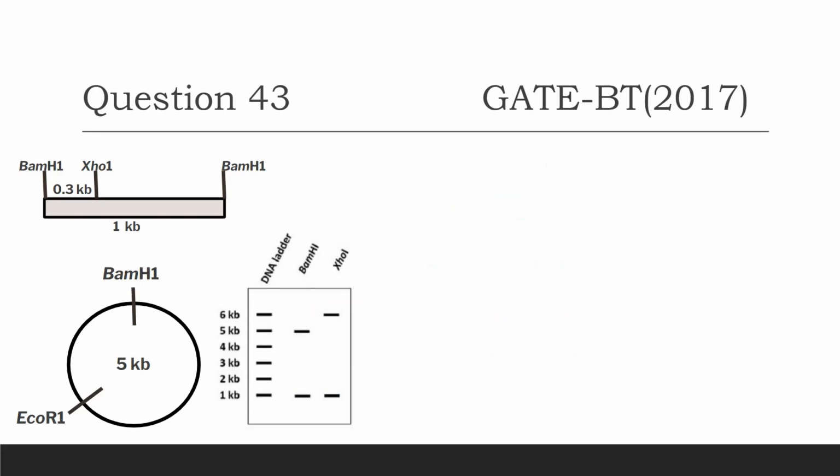Now let's see the last option, where two copies are added but not in tandem. That means they are not in head-to-tail fashion. In that case, one copy will have an EcoRI site here and the other copy will have an EcoRI site here. What happens when you cut the DNA with BamHI is that you get again a 5 kb fragment and two 1 kb fragments, which will appear as the same band. So this can be possible.